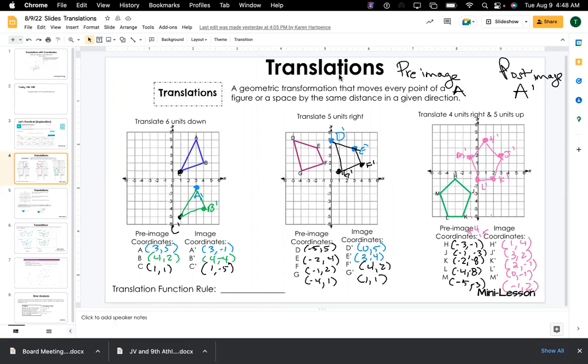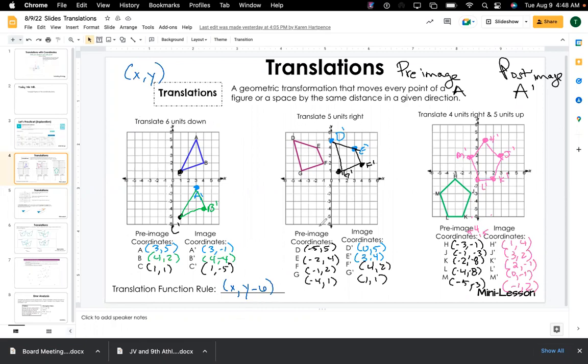Next thing that's really important is your translation function rule. So for instance, over here, we said translate 6 units down. So we know that coordinate points are written out as X comma Y. So if we're saying 6 units down, then what we're saying is take your X, leave it alone, and take Y and move it 6 units down.